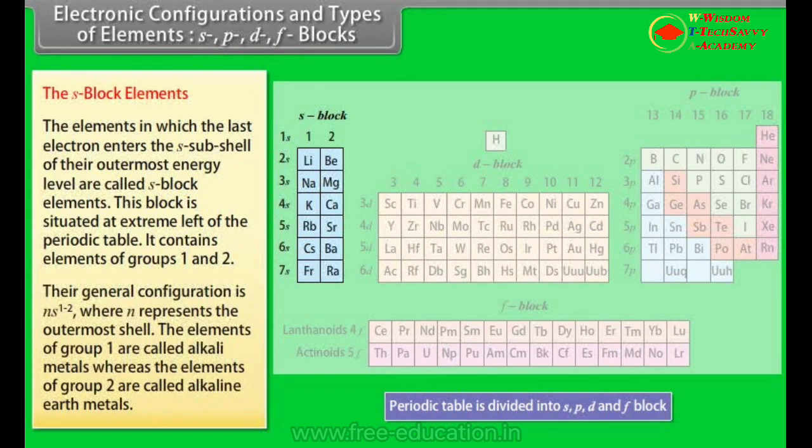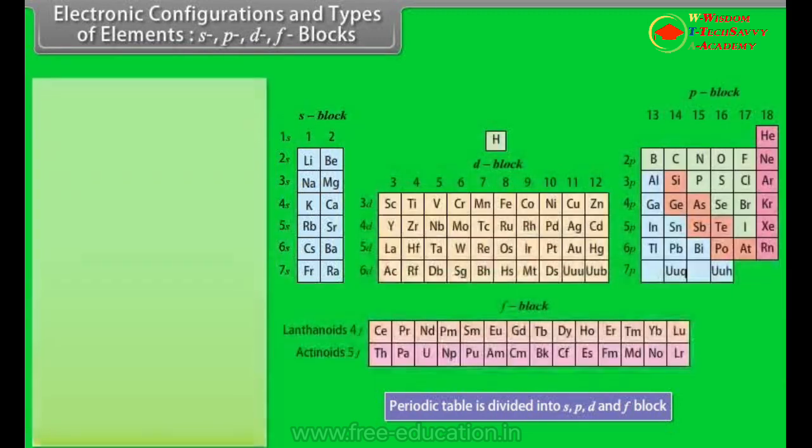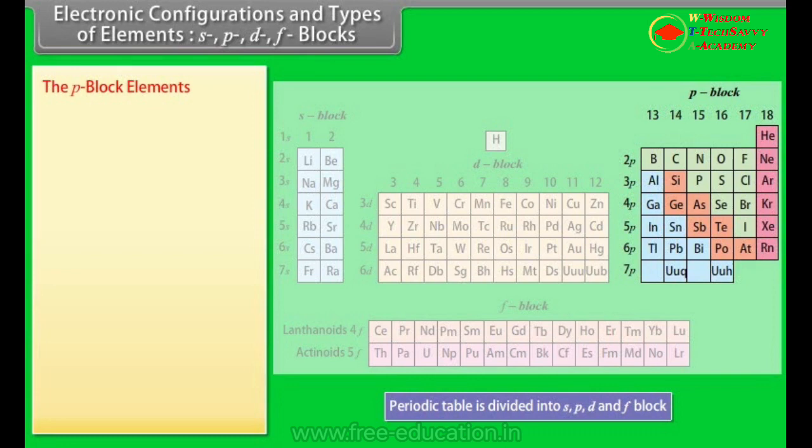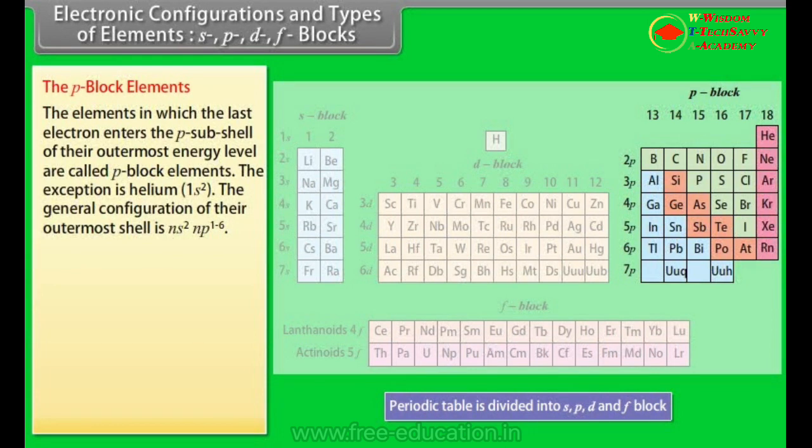Their general configuration is where N represents the outermost shell. The elements of group 1 are called alkali metals, whereas the elements of group 2 are called alkaline earth metals. The P block elements are the elements in which the last electron enters the P subshell of their outermost energy level.